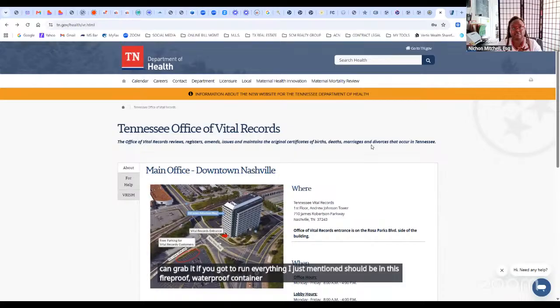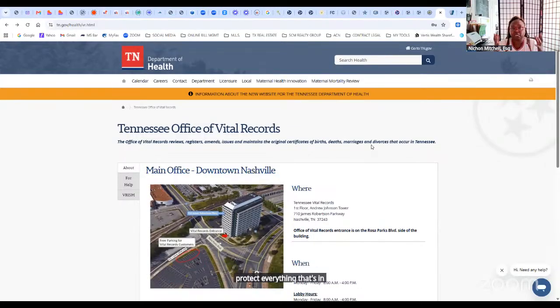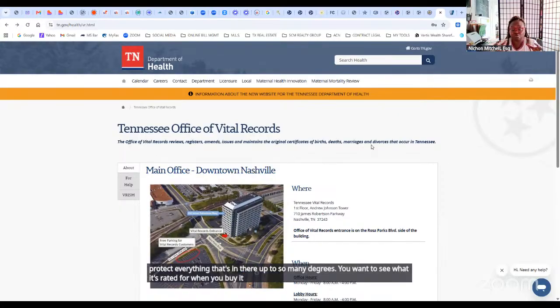Now, in the event that, say, you're at work and your house burns down, in theory, this fireproof container is supposed to protect everything that's in there up to so many degrees. You want to see what it's rated for when you buy it, but it's going to protect what's in there because you're going to need that stuff. And if it burns up, how do you prove who you are without the driver's license, birth certificate, and all that kind of stuff?